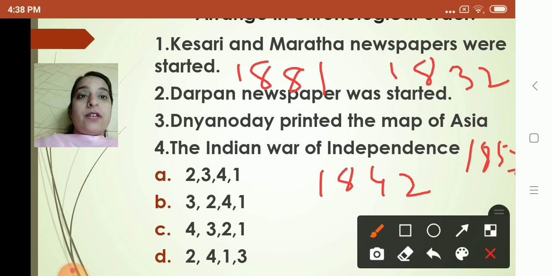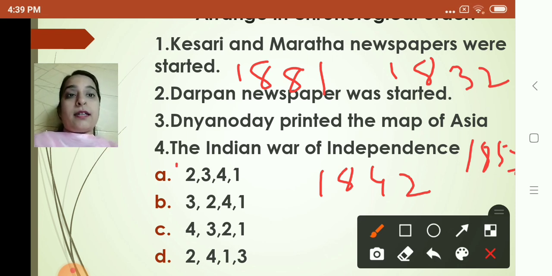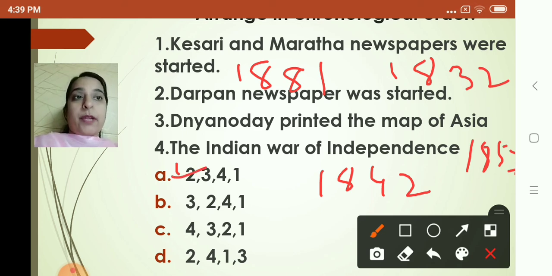Now children, the first one will be your Darpan newspaper was started. Then the next one will be 1842, that is Jnanodaya printed the map of Asia. Okay. Then after that we will have the Indian War of Independence, that is 1857. And then the last 1881, that is Kesari and Maratha newspapers were started. So children, you have to click on which one? Yes, you have to click here, that is 2341.